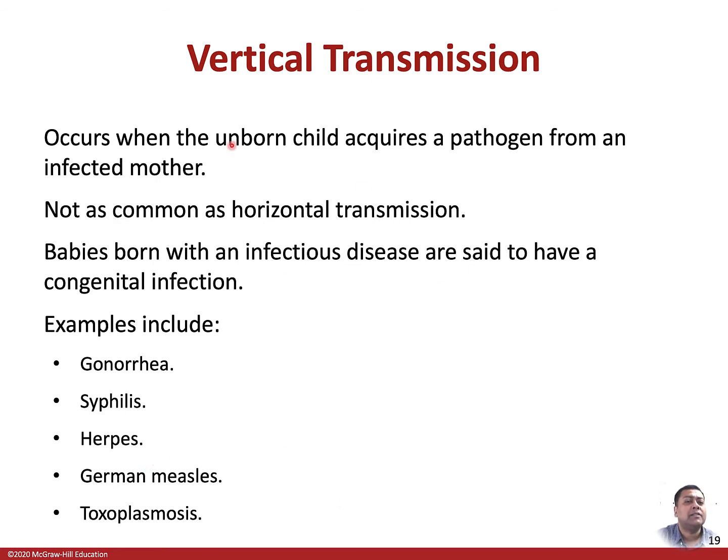Here we are looking at some examples of vertical transmission. It occurs when the unborn child acquires a pathogen from an infected mother, but this is not as common as horizontal transmission. Babies born with an infectious disease are said to have a congenital infection. This can include gonorrhea, which is caused by Neisseria gonorrhoeae, syphilis, caused by Treponema pallidum, which is a spirochete, herpes virus infections, and German measles.